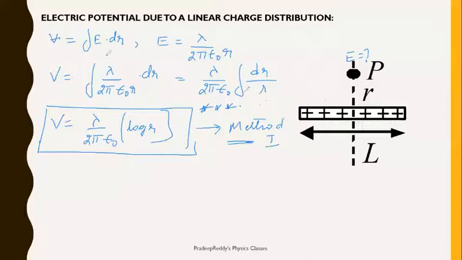Suppose you do not remember the electric field equation, E is equal to lambda by 2 pi epsilon naught R. If you forgot this equation, then you will go for the traditional method, where you choose one small element, and because of that element you find the electric potential at point P, and then you find the total electric potential. So now let us derive that also.